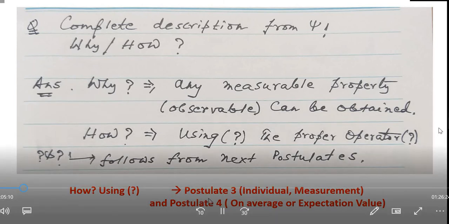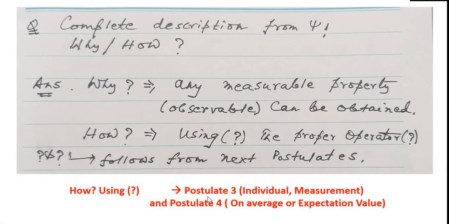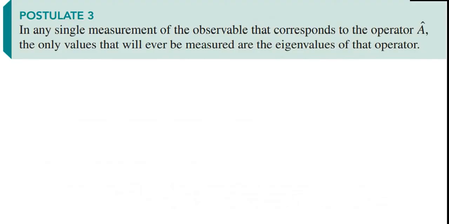So postulate 3 and 4 actually are the answer to those questions, that how really you will be using these operators to get information. Postulate 3 gives you information regarding individual measurement, and postulate 4 gives you something on average measurement, or we sometimes call it expectation value. So now let us quickly see postulate 3 and 4 one by one.